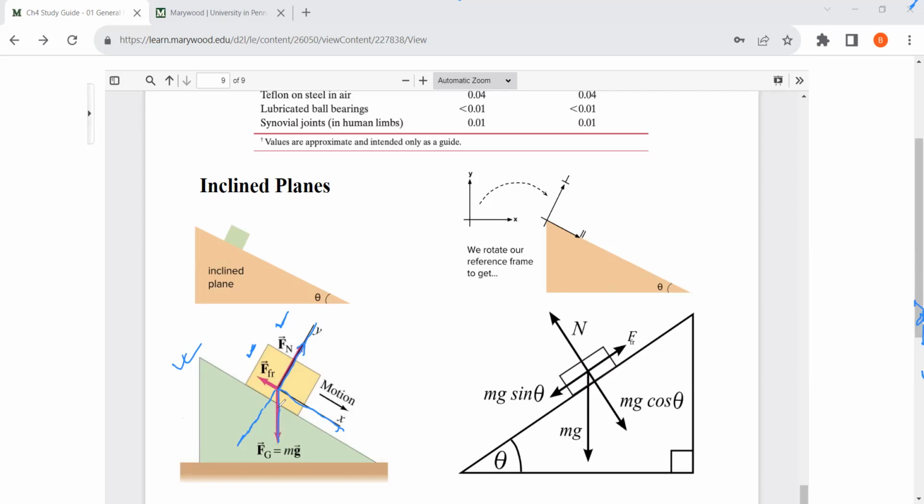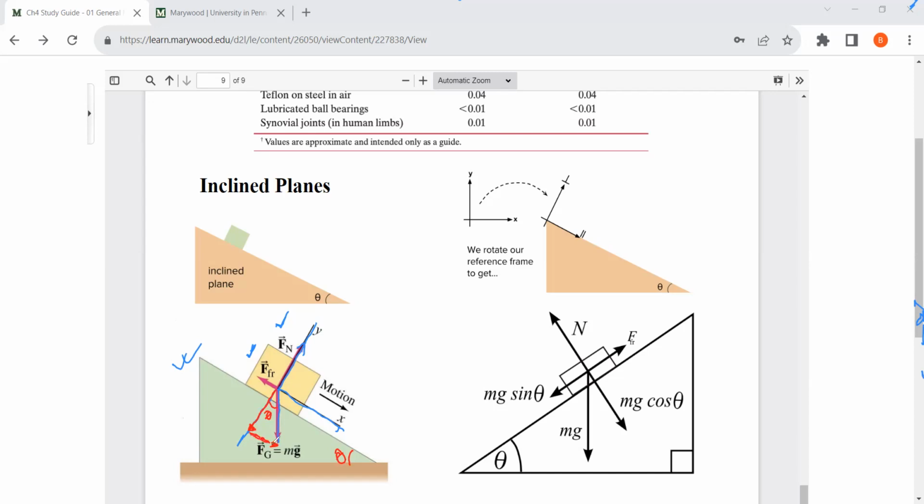If this angle is theta, by using geometry you can show that this angle is also theta. Then how to break this? As you already know, we have to draw a line from the tip of this vector to this line, and then connect this with this one. That's how we break the gravitational force here.